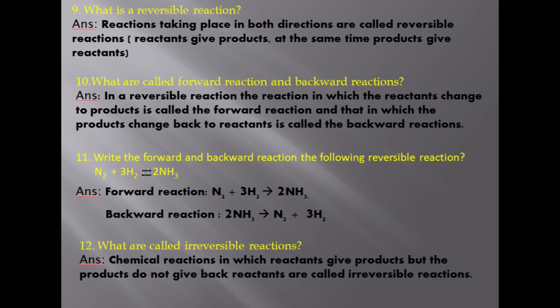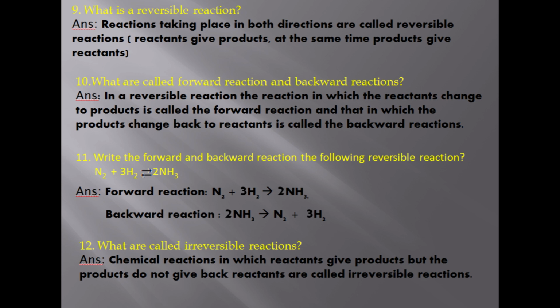When ammonium chloride is heated, ammonia and hydrogen chloride are produced. Ammonia and hydrogen chloride react and give back ammonium chloride. In such reactions, reactants give products, and the products react together to give back reactants. These are called reversible reactions. Examples of reversible reactions: N2 plus 3H2 gives 2NH3; 2SO2 plus O2 gives 2SO3; H2 plus I2 gives 2HI.